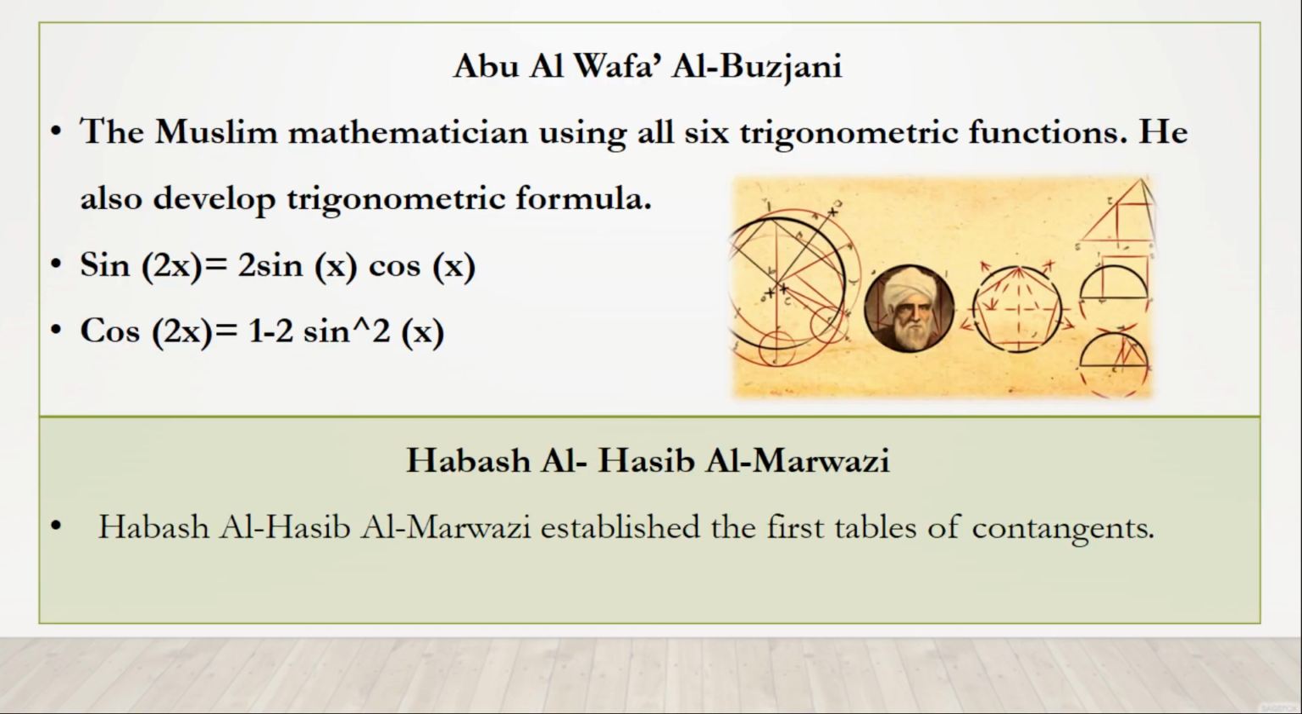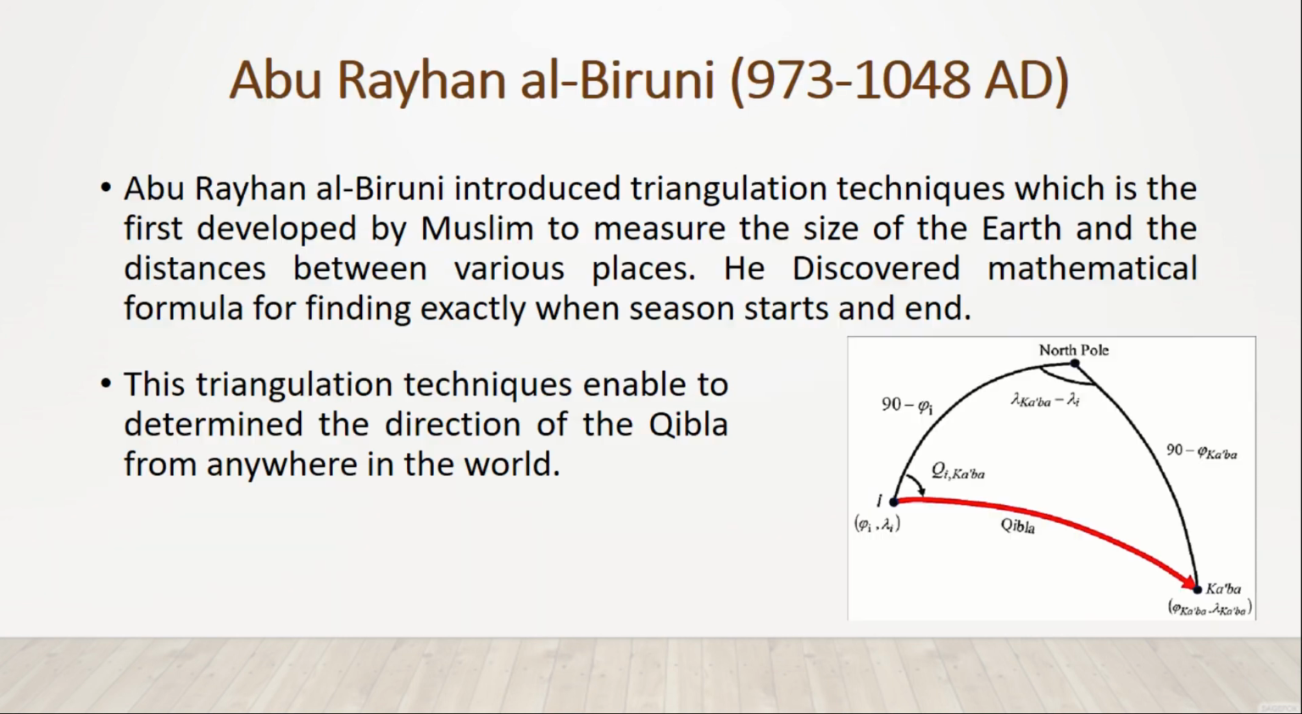Abu al-Wafa al-Buzjani, the Muslim mathematician, used all 6 trigonometric functions. He also developed trigonometric formulas. For example, sin 2x equals 2 sin x cos x. Another example, cos 2x equals 1 minus 2 sin²x. Habash al-Hasib al-Marwazi established the first table of cotangents.